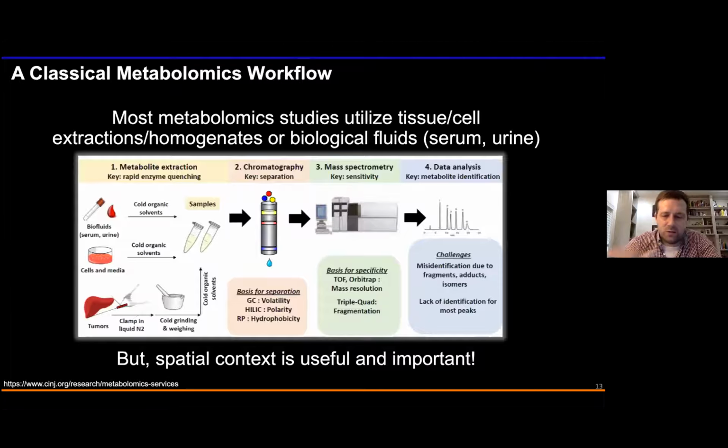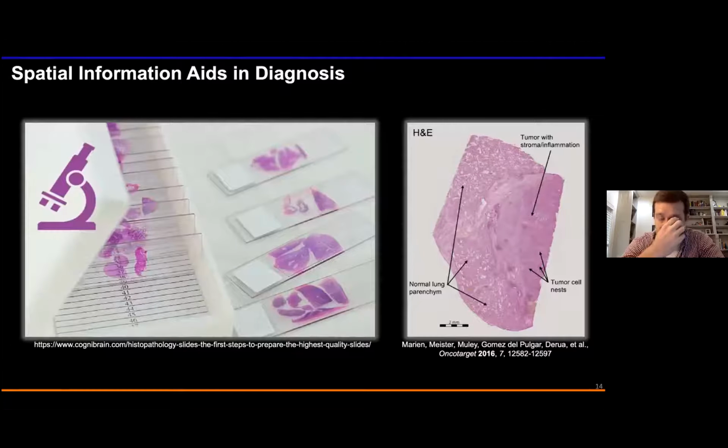But as we know, in some samples, spatial context is very useful and can be very important. And so in the field of pathology, this is very, very well known. A pathologist may look at a stained tissue section. This could be a biopsy, for example, from an organ or a tissue that is suspected to be tumorous or cancerous. And the pathologist will look at this under the microscope, and they can clearly see different regions within this single small piece of tissue, right? So they might see tumor cell nests, they might see tumor with regions of stroma inflammation, and then of course they may see normal lung tissue.